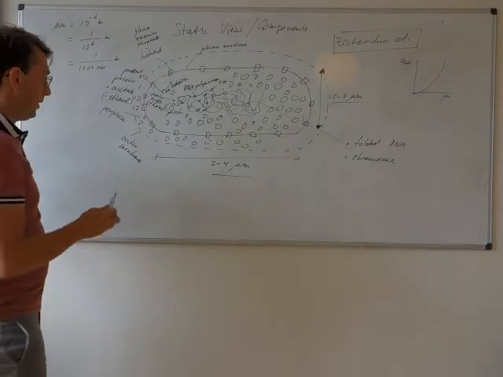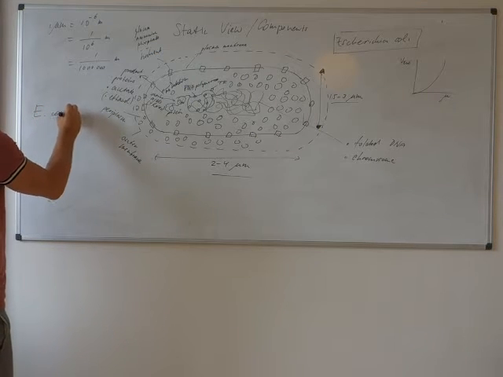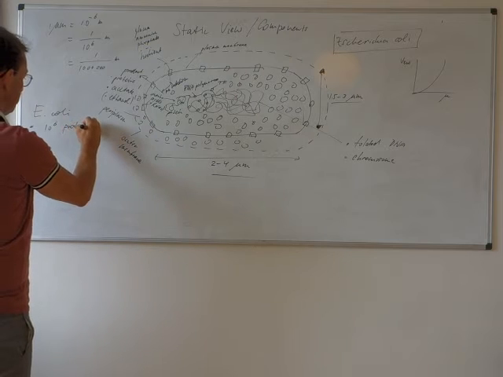Okay, so some facts about E. coli. It consists of about 1 million proteins.